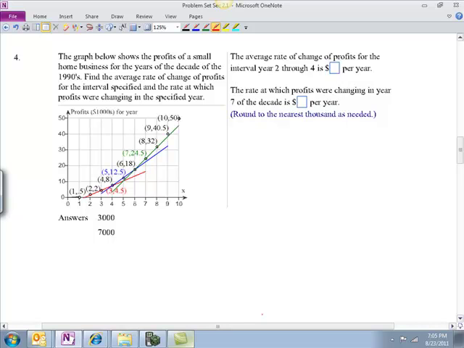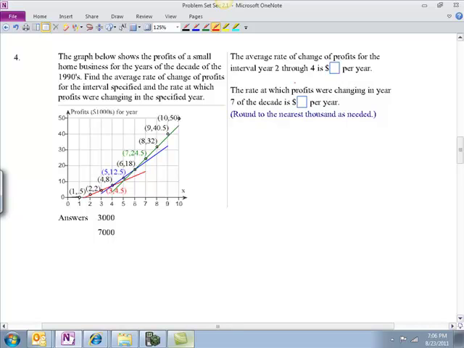This graph shows the profits of a small home business for the years of the decade of the 90s. Find the average rate of change of profits for the interval specified and the rate at which profits were changing. We're steadily moving into the idea of finding change at a particular point. Instantaneous change. That's where we're headed. But let's just do this. Right now we're doing average rate. Okay, average rate of change of profits for the interval between year 2 and year 4.